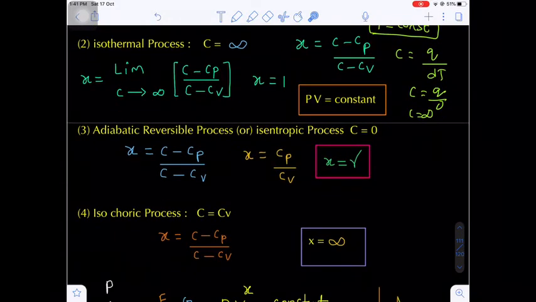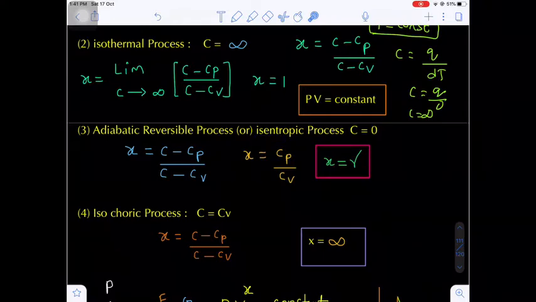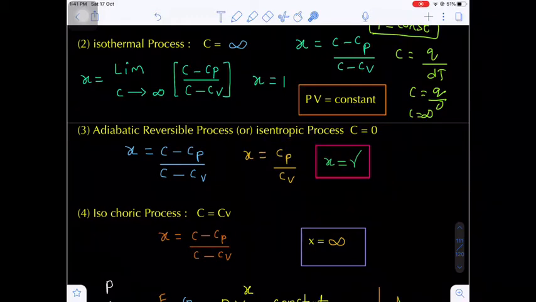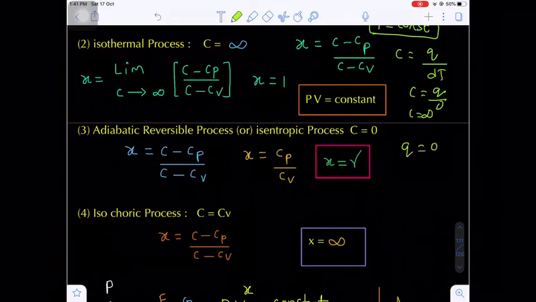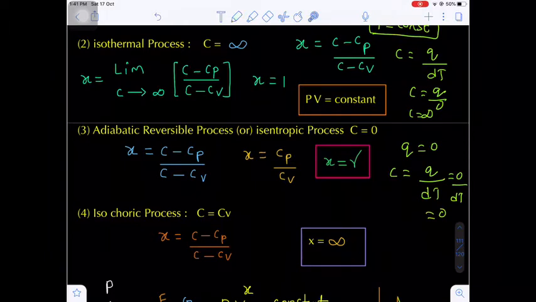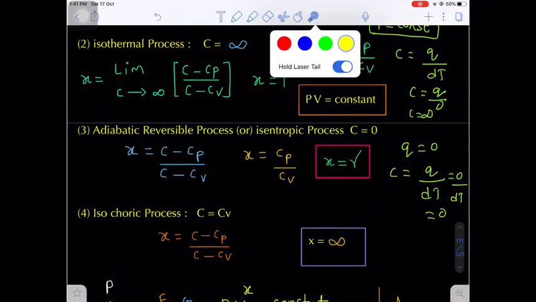And next, the adiabatic reversible process. It is also called the isentropic process. The isentropic process we will discuss in the entropy topic. Okay, now in an adiabatic process no heat is exchanged between system and surrounding, that means the q value equals 0, so heat capacity C is equal to q upon dT, so 0 divided by anything is nothing but 0. So that's why the heat capacity here will be 0.